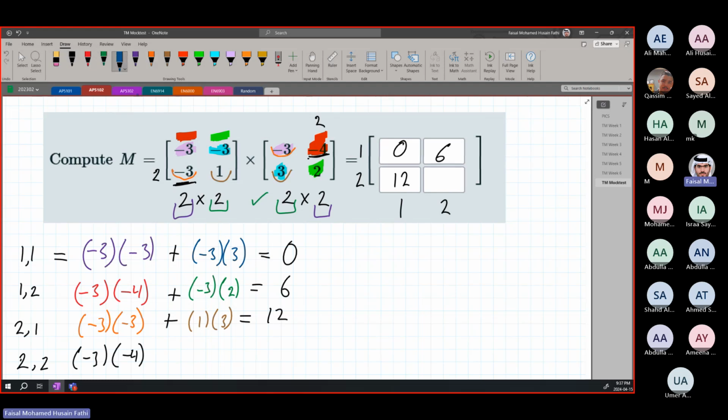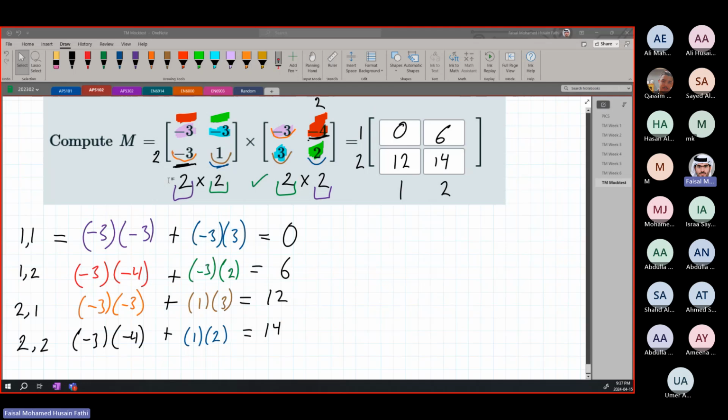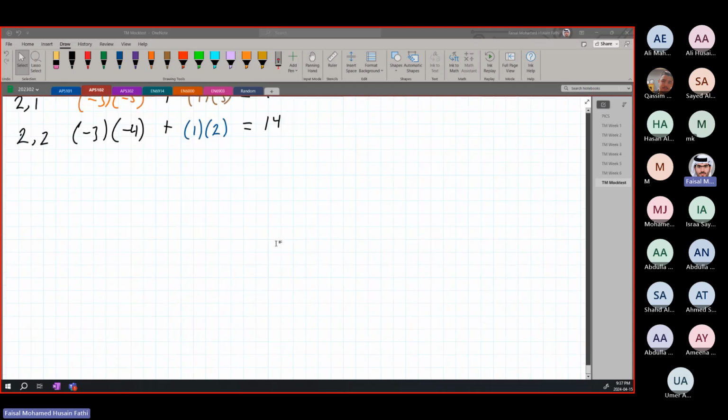Plus 1 into 2. So 1 into 2 plus. This is going to be equal to negative, and negative becomes positive. 3 times 4 is 12. 12 plus 2, sorry, is 14. So the answer is 0, 6, 12, 14. All right? That's how you will do your matrix multiplication. Again, I went through this in detail in the previous video, so if you do not get the concept here, you can just refer to that.